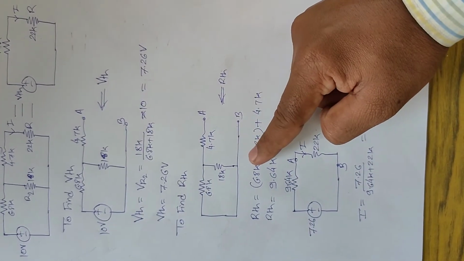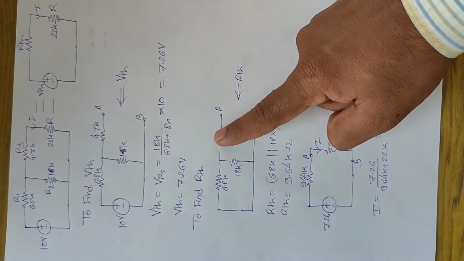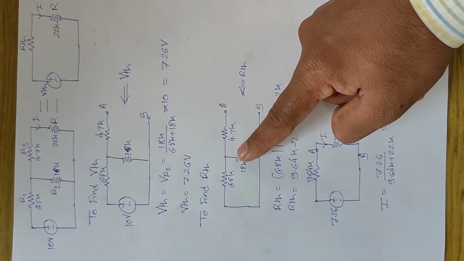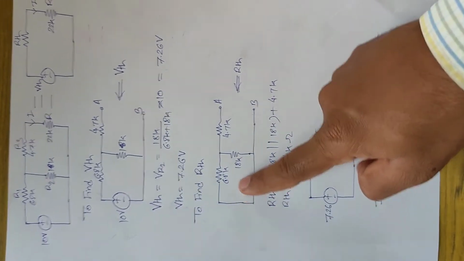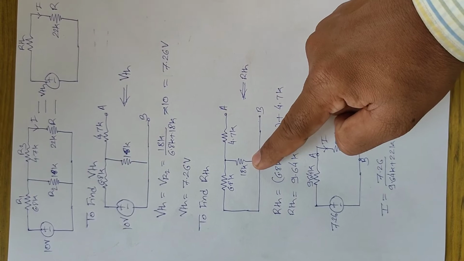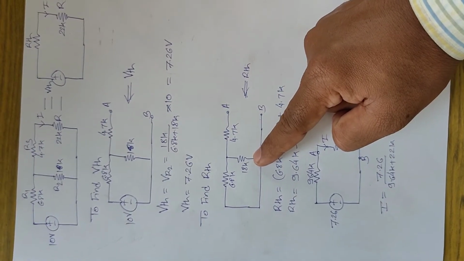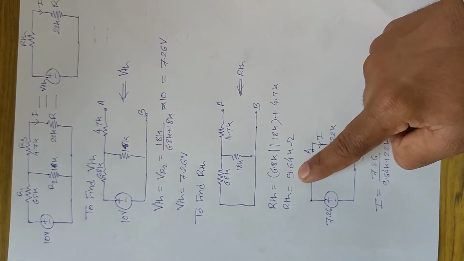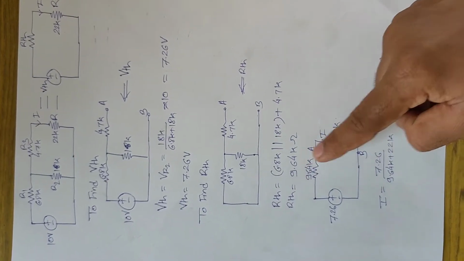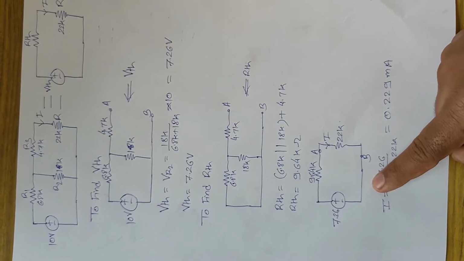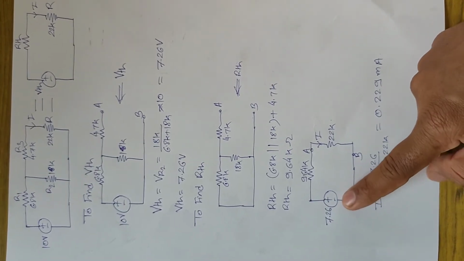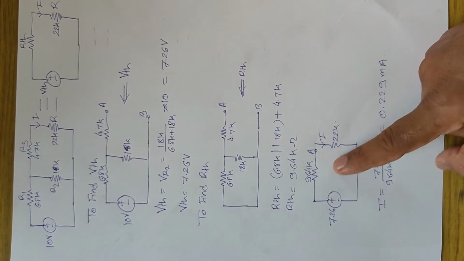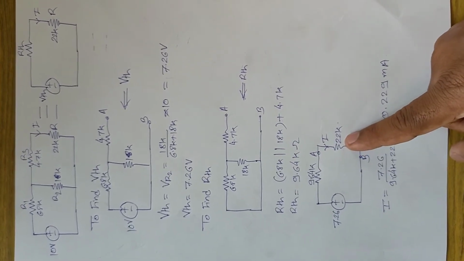Then we have to find out RTH. To find out RTH, we have to remove the voltage supply and replace it by its internal resistance. So 6.8K and 18K will be in parallel. Okay, so we got RTH as 9.64 kilo ohm. Finally, we are getting Thevenin's equivalent circuit as 7.26 volt in series with 9.64 kilo ohm and that is in series with 22 kilo ohm.